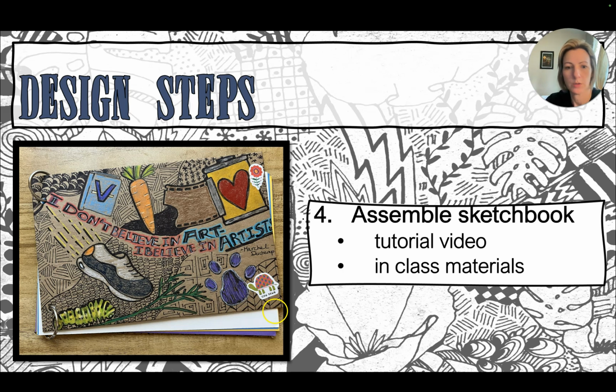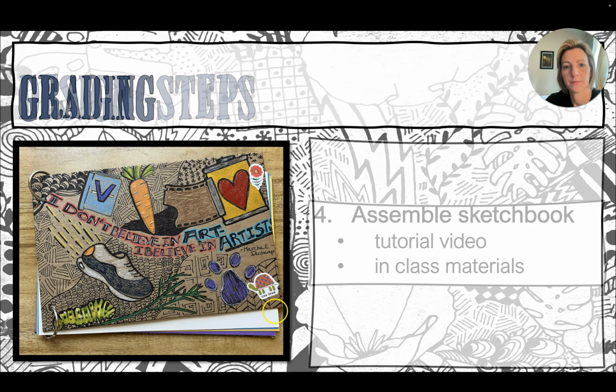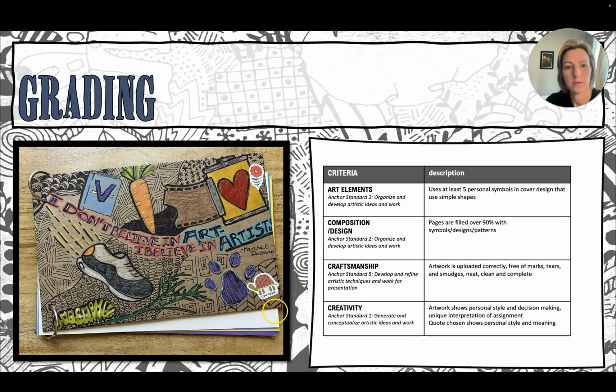All the materials you need will be in class for that. And then the grading. Here is my rubric. The first criteria is that you have at least 5 personal symbols that use simple shapes. So at least 5. That's the bare minimum. I hope you use more. The second is your composition. The pages should be filled over 90% with your patterns, designs, and symbols.